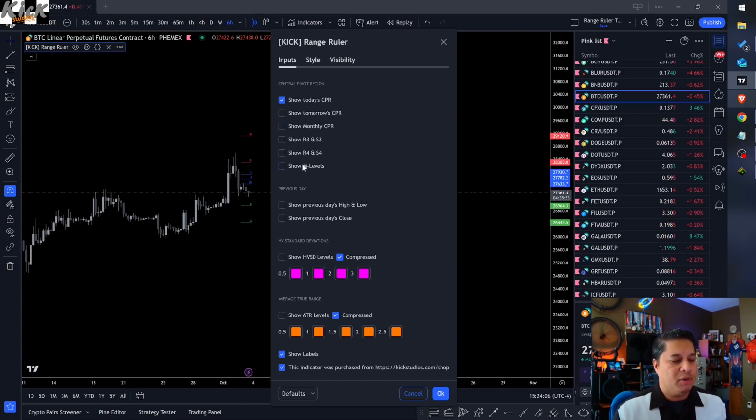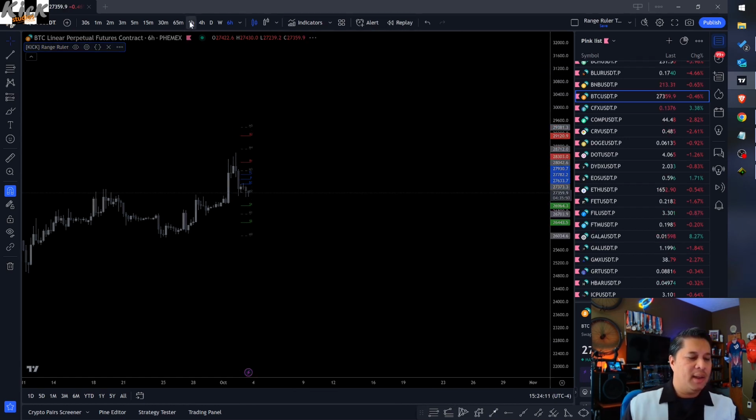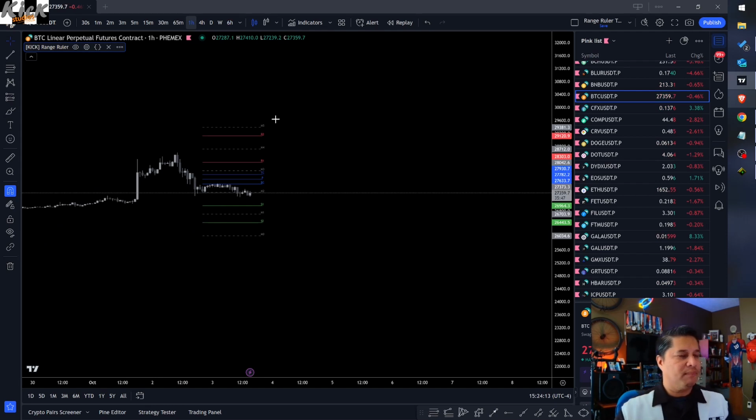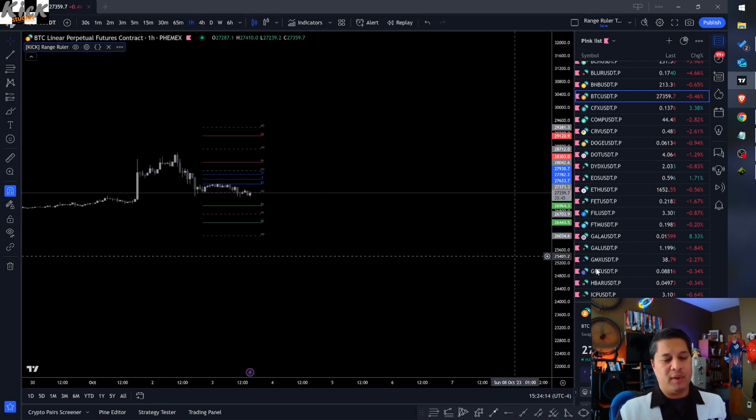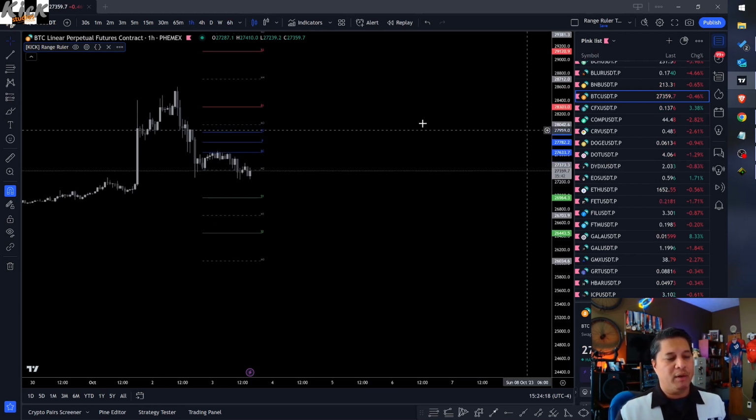And I'm going to turn these M levels on, and we'll talk about what these are. M levels are easy to calculate. They're basically exactly the halfway points between all the pivot points.